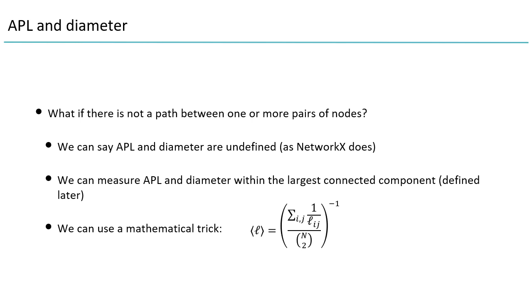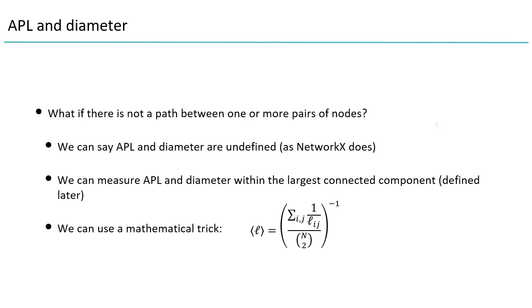Okay, what if there is no path between one or more pairs of nodes? You can say APL and diameter are undefined. So you can measure average path length and diameter within the largest connected component.